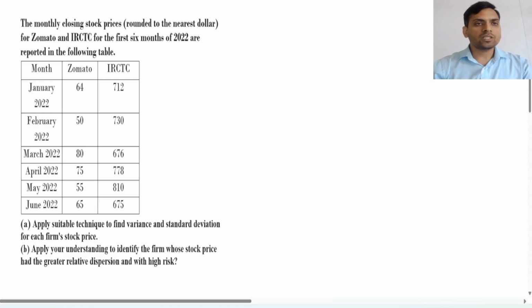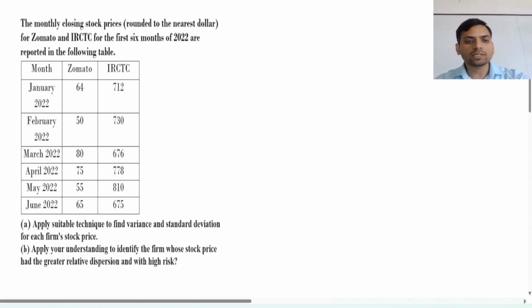So we have this managerial problem in which we have two stock prices. First is of Zomato and second is of IRCTC for last 6 months in 2022. And we need to find, first, apply suitable technique to find variance and standard deviation for each firm's stock price. And second question is apply your understanding to identify the firm whose stock price had the greater relative dispersion and with high risk.